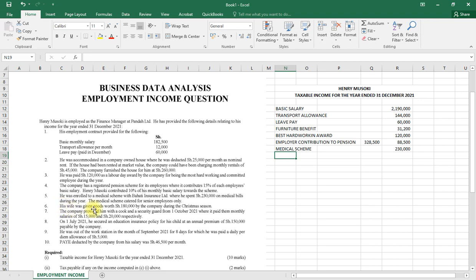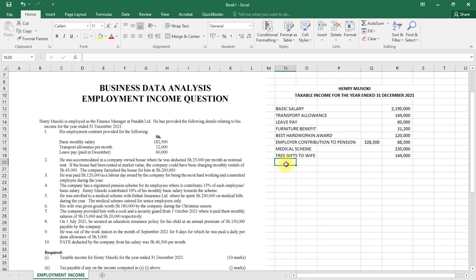Then his wife was given goods worth 180,000 by the company during Christmas. So this one we call free gifts to wife. If you are given free gifts above 36,000 per annum, then the amount will be taxable. Any amount above the recommended limit, so we shall minus 36. Up to 36 they are tax free, but anything above 36 will be taxable. In this case, he was given goods worth 180, so the amount in excess of 36 was 144. That amount will be taxable.